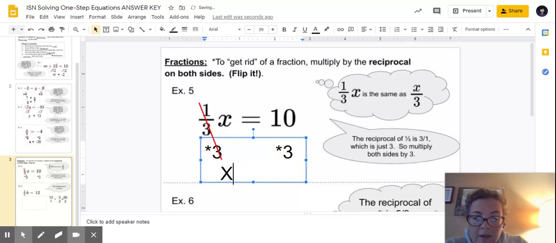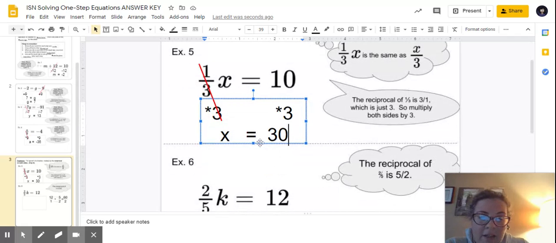And that 1x is going to be equal to what I get on this side when I do 10 times 3, which is 30. So x equals 30 is my solution for this equation. I just have to remember that when I flip 1/3 over, it becomes 3 over 1, and because that's a nice fraction equal to 1 whole, I can just times 3 on both sides. Times 3 cancels out divided by 3, and then 10 times 3 gives me 30.